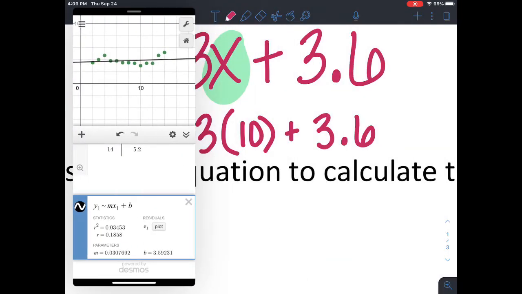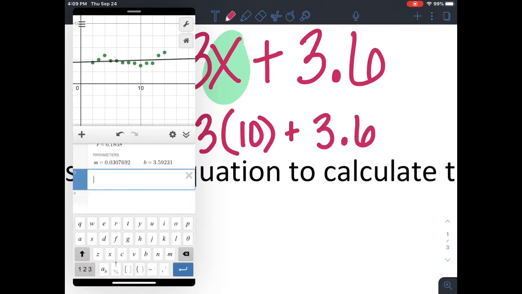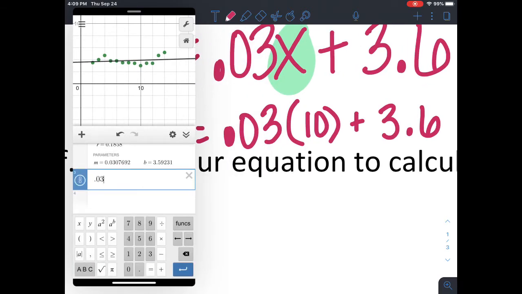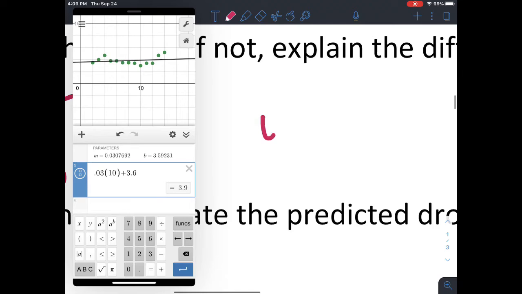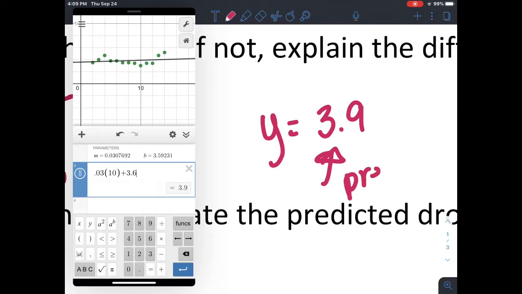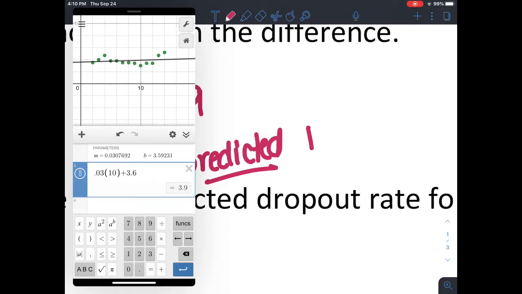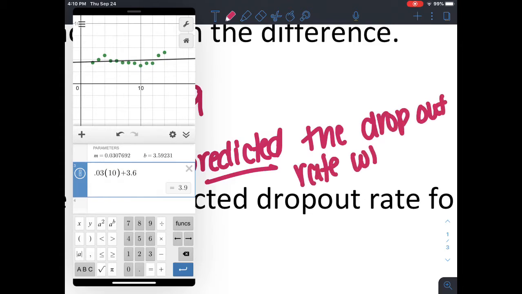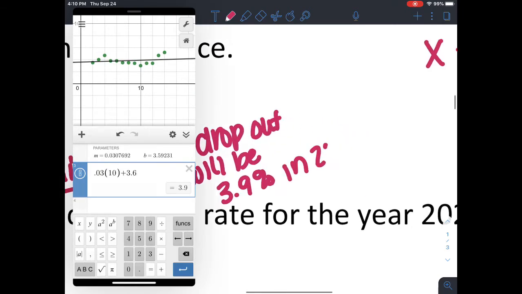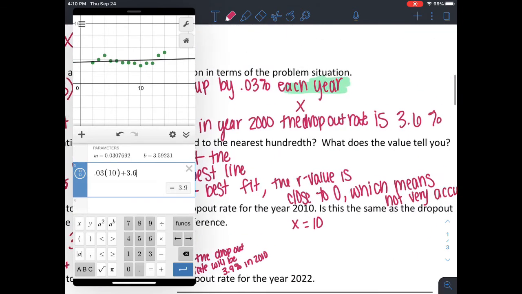And I'll bring out Desmos again. I'll go down to the next clean line. 0.03 times 10 plus 3.6. And we get a Y value, or a dropout rate, of 3.9%. So we're saying it's predicted, because this is the line of best fit, or the line of prediction. It's not actual fact. Predicted, the dropout rate will be 3.9% in 2010. Now let's take a look at what it actually was in 2010.